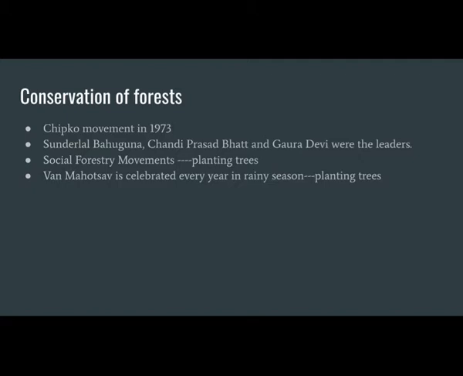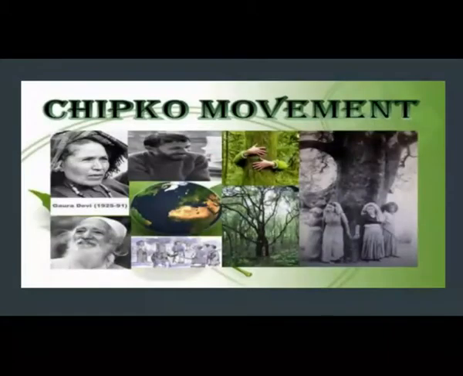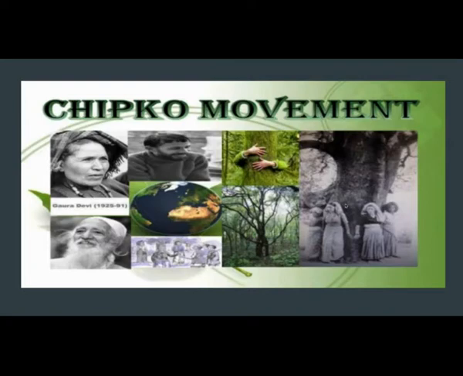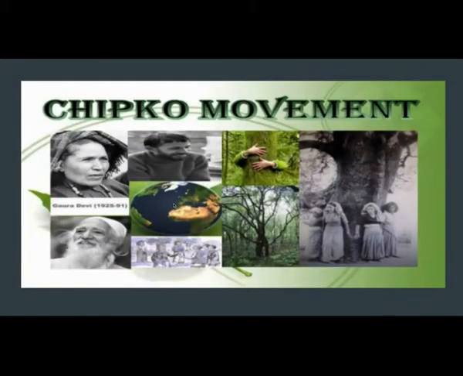Okay, yes. Then children, take your textbook. Take page number 81. In that, let us recall what we can study. We have to conserve the trees, the need for forest conservation. This is the picture of the Chipko movement, where people are holding their arms around trees and protesting against the cutting down of their trees. And these are Gaura Devi, Sundarlal Bahuguna, and the important leaders behind the Chipko movement. Okay. Before doing the exercises, let us recall.